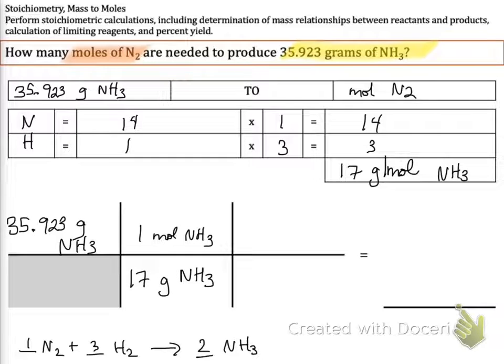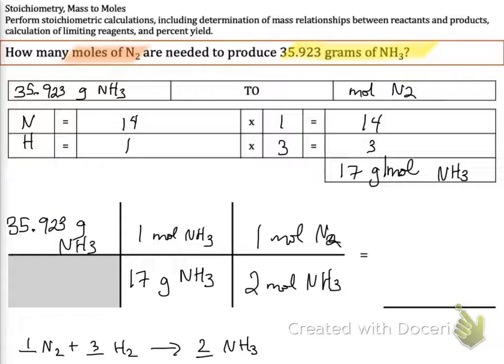But the problem wants us to find moles of N2. And for that, we need our mole ratios in our balanced equation. There are 2 moles of NH3 for every 1 mole of N2. To solve, we multiply across the top, 35.923 times 1 times 1. And then we multiply across the bottom, 17 times 2, and we divide those two numbers.